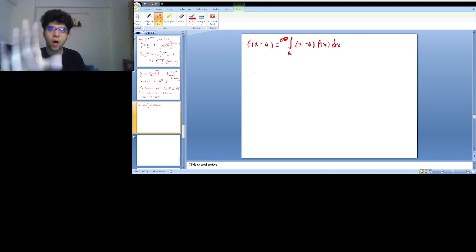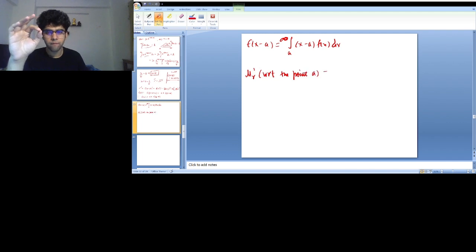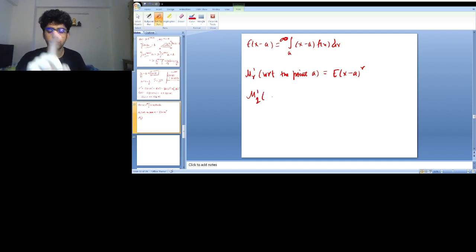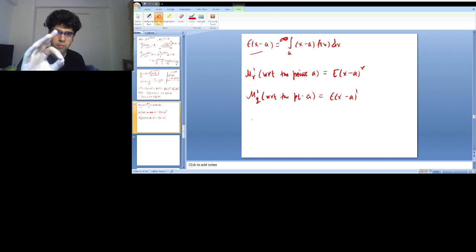So I'll be finding the rth moment. So I am finding the rth moment with respect to the point a, which is, I'll be finding E((x minus a) to the power r), right? When this r is equal to 1, so the first moment with respect to the point a, this is equal to E((x minus a) to the power 1), which we needed to find. So I'll be substituting it later. First I'm finding the rth moment with respect to point a.